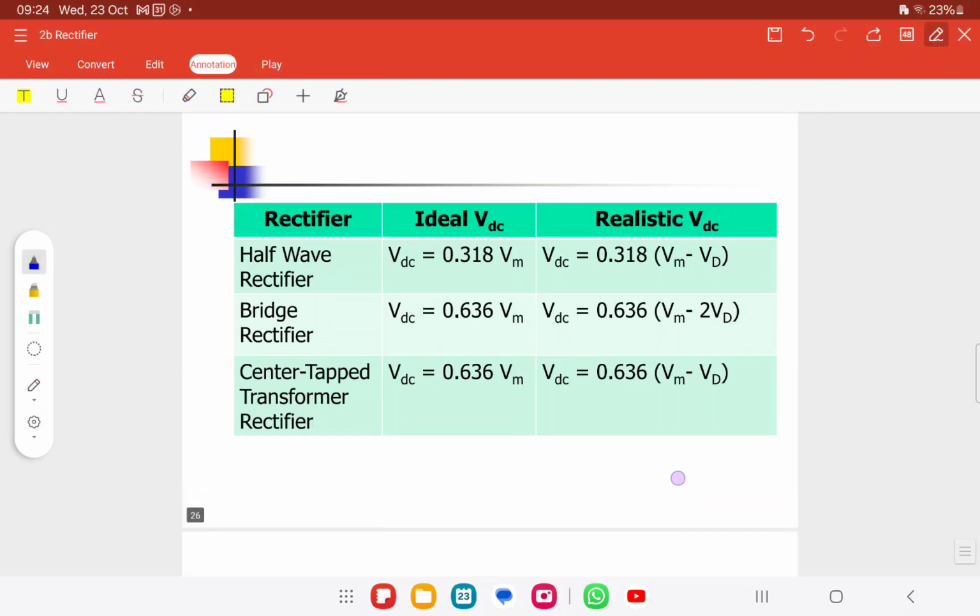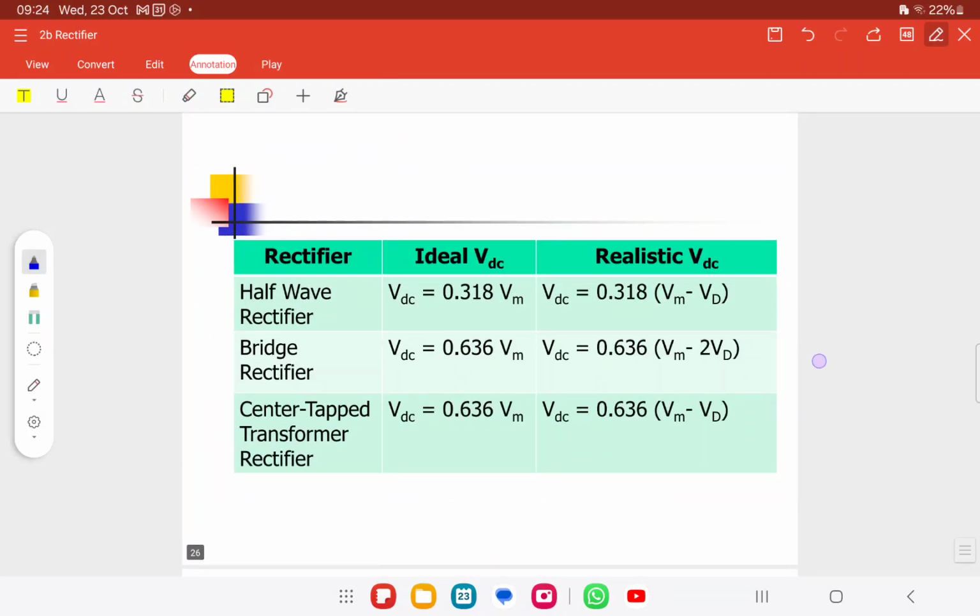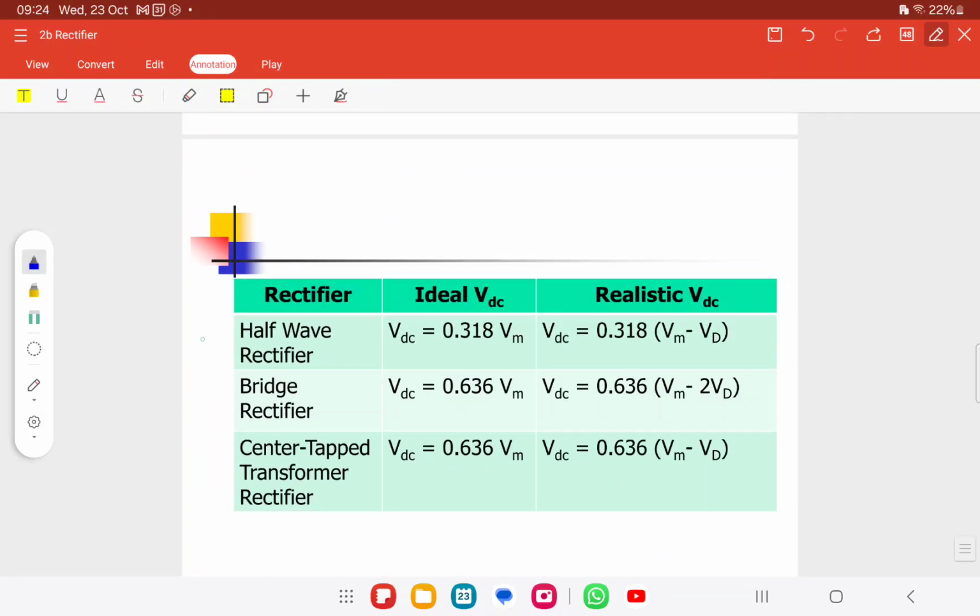Alright, so this is comparison. Comparison between half wave, bridge and center tap transformer. This two is full wave. Okay, 0.318 comes from, datang dari mana? 1/π Vm, Vm is value V peak tu. Minus Vd, because in the circuit we have diode kan. So minus lah the diode tu. If VD in the circuit VD is germanium, so 0.3.